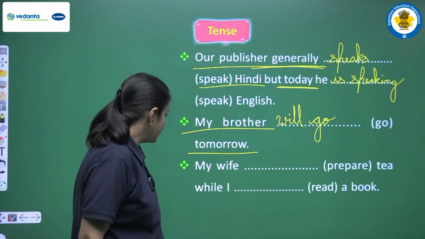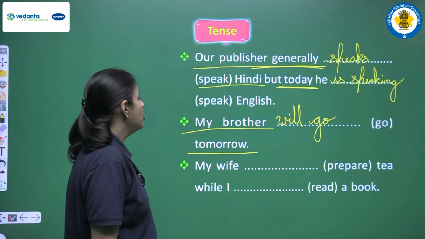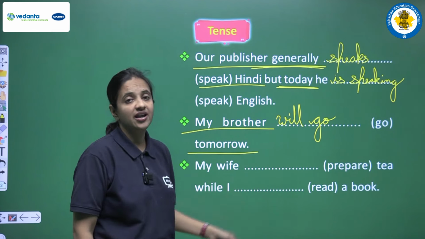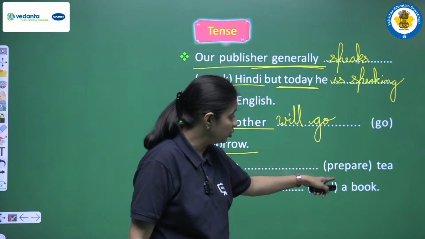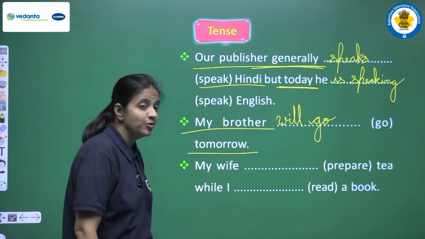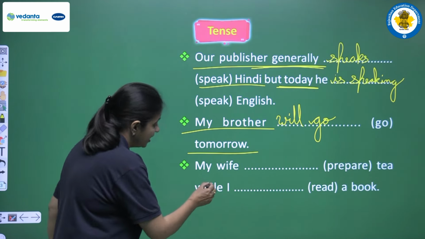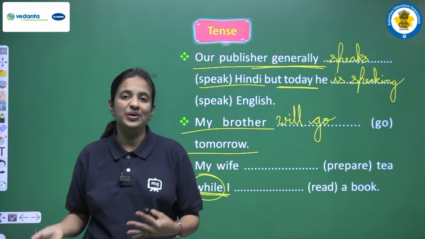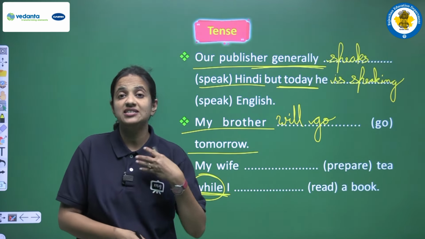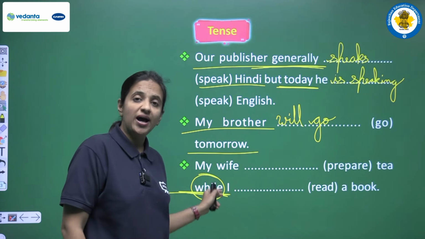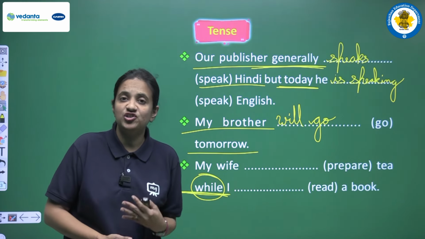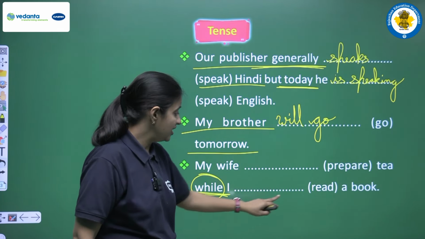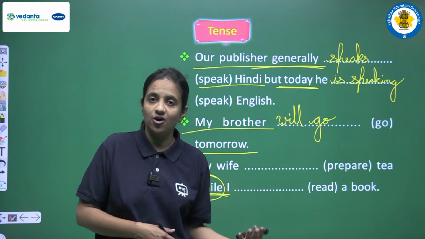Okay. Next, my wife prepared tea while I read a book. Again we are having a sentence in which we are having two blanks and we are having two different actions, right? And one more thing that you have to observe here, that we are having while in the sentence. So one thing we discussed many times when we were doing tenses, and we saw it many times in examples, that when we are having while in a sentence, one thing is very much clear that after while we have to use continuous form, right? So it is clear what we have to do in this blank, we have to use continuous form.